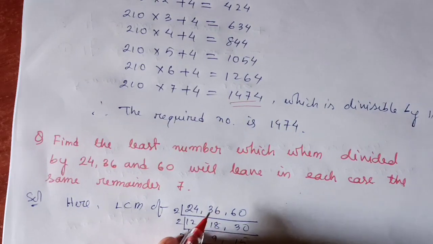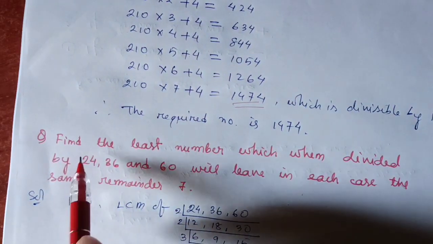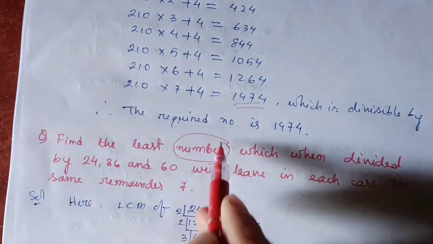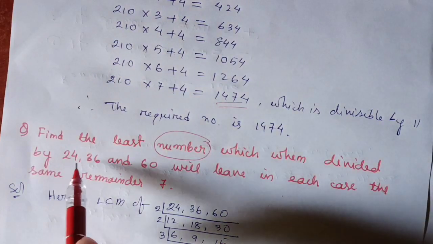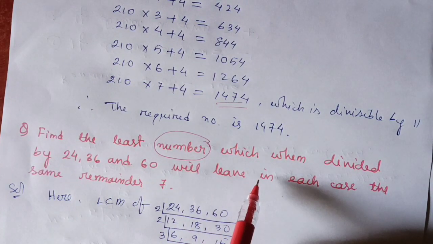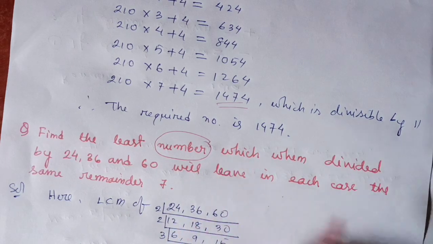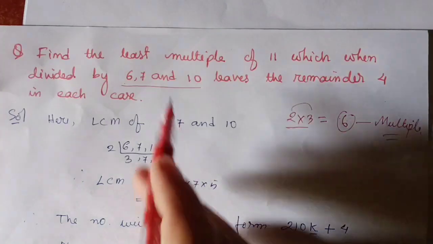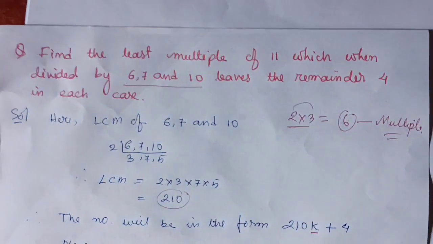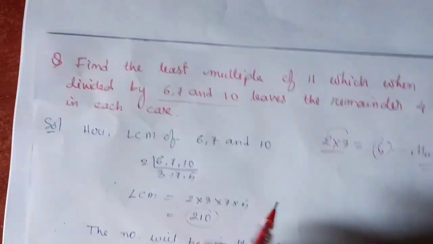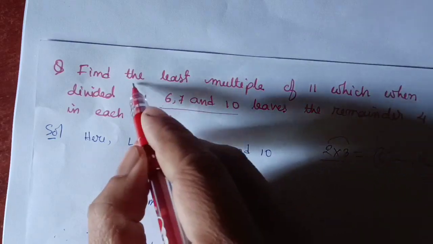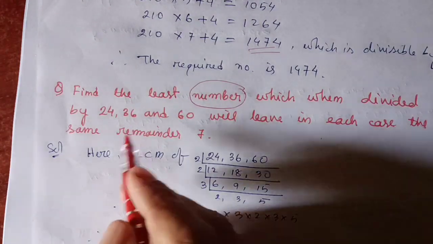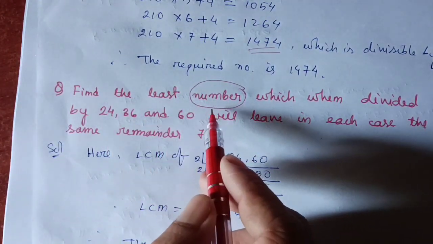So a similar question, but it is a bit different. Sometimes you will get a question like this: find the least number. So be careful in this question. Find the least number which, when divided by 24, 36, 60, will leave in each case the same remainder 7. So it seems that the question is similar to the above question which we have done, but it is totally different. Look here, in the previous question it says find the least multiple. Now in this question, find the least number, not multiple anymore.